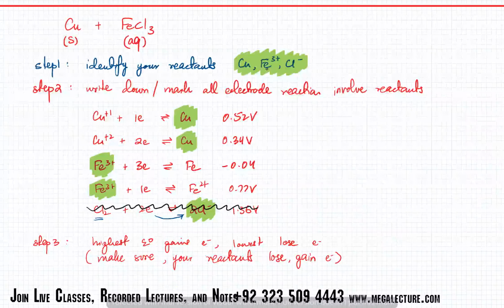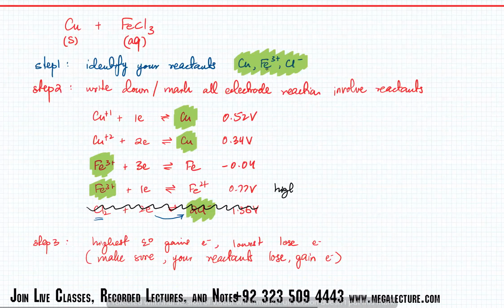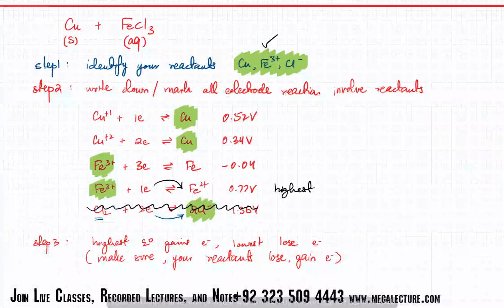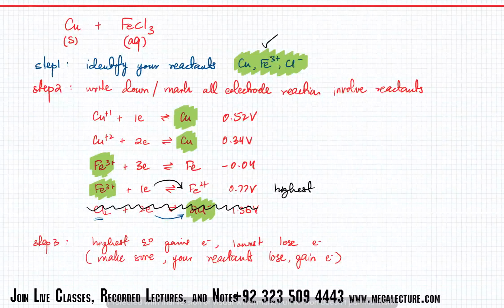So now who's the highest one? That's the Fe3+ one, right? So that's the one that's going to gain electrons. So who's gaining electrons? It's Fe3+. We do have Fe3+. That means that's fine, that's applicable to our reaction. So I figured out my substance that's going to gain electrons.